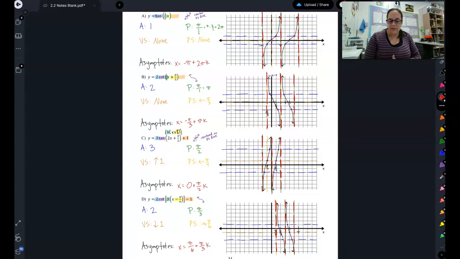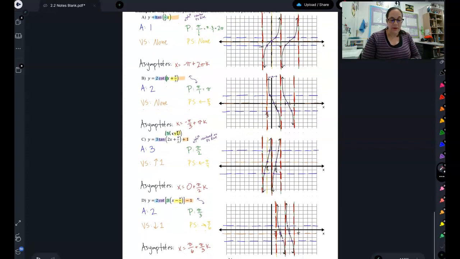Now, one last thing before we end this video. I want you to notice that we said for secant and cosecant, the number in front of k is always half the period. For tangent and cotangent, the number in front of k is always exactly the period. Period is 2 pi, that's what's in front of k. Period is pi, that's what's in front of k. So that's different than secant and cosecant. That was half the period. Tangent and cotangent, it's exactly the period.